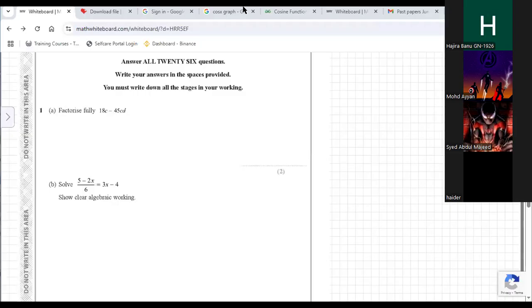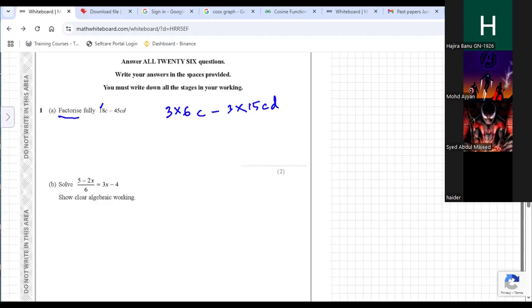Okay. So the first question is factorize fully 18c minus 45cd. When we are talking about factorize fully, that means we have to write down the factors of the numerical coefficient as well as the variable. So now I can put 18 as 3 times 6 c, minus 45 can be put as 3 times 15 cd.